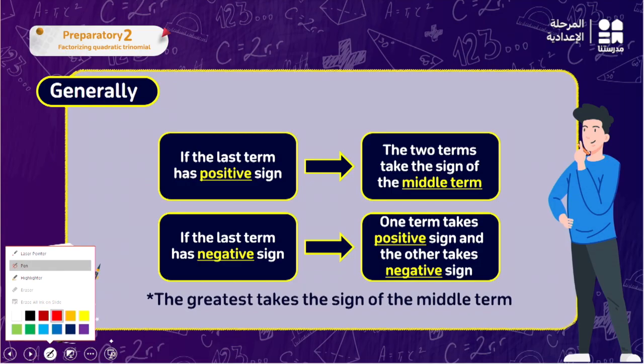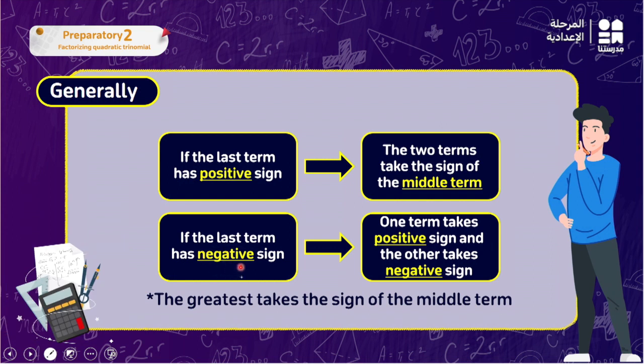طب نكمل. طب يا مستر لو كان اللاست تيرم نيجاتيف، او الحالة الثانية هنا لو كان اللاست تيرم نيجاتيف، ايه اللي يحصل؟ one term takes positive sign and the other takes negative sign. واحدة وواحدة، واحدة positive وواحدة negative لو كان اللاست تيرم ايه؟ negative. اتفقنا كده؟ وناخد بالنا هنا من الريمارك دي هقولها لكم حالا لما نرجع للاكزامبلز. The greatest takes the sign of the middle term. الرقم الأكبر هو اللي بيتحط جنب الساين بتاعت الميدل تيرم.